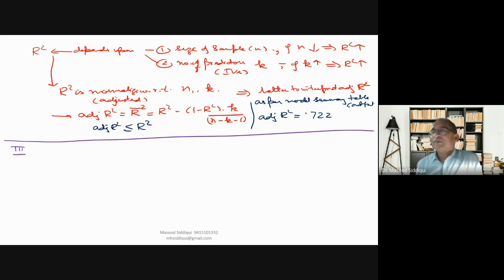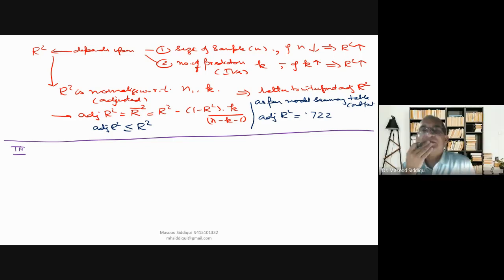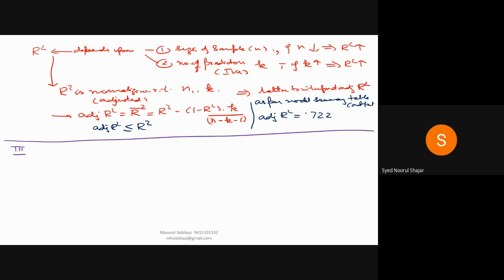Now, the third point is... Hello, sir. This is Dr. Noor here. I have a question. Yes, ask. So, sir, as you have very lucidly explained R square and R, but I have one doubt, because most of the time, as you mentioned, if R square is good, then we should define that the model is appropriate or not.